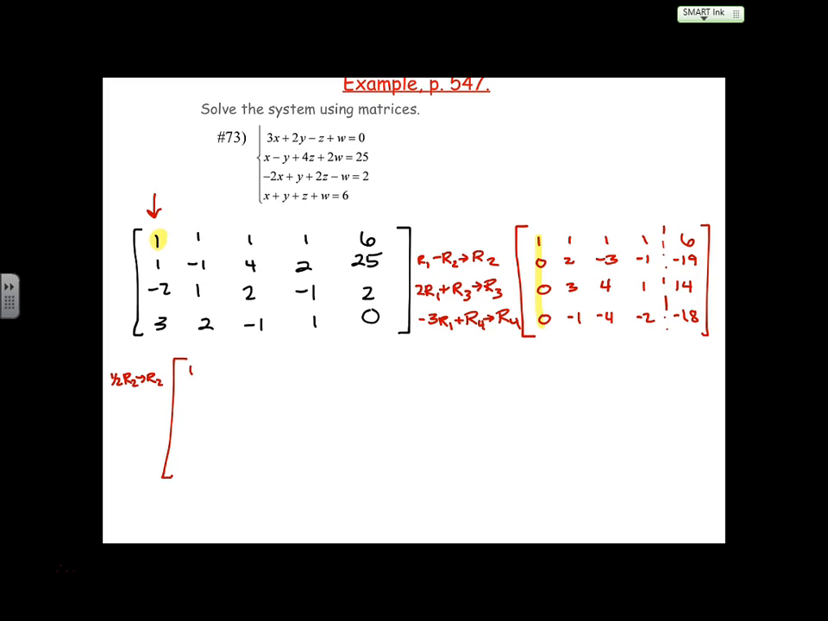So, long story short, we have 1, 1, 1, 1, and 6 for row 1. 0 divided by 2 is still 0. That's nice. He stays. Exactly. That's why we do it in this order, so that the 0 stays. 2 times a half is a half. Negative 3 times a half is negative 3 halves. Negative 1 times a half is negative 1 half. And technically, the calculator would have just divided by 2 anyway, so Sean's being a calculator.